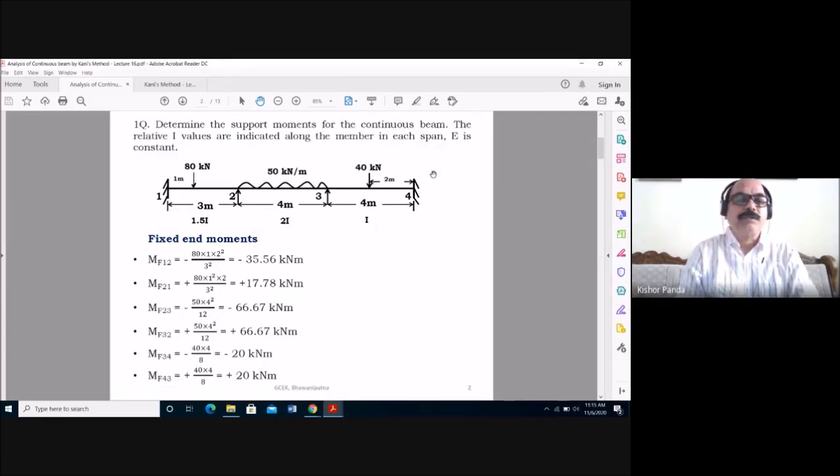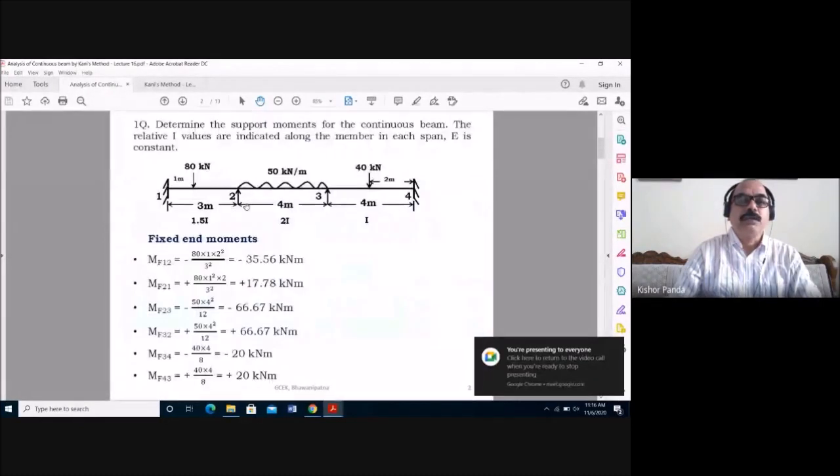So first you have to find the fixed end moments. You have to assume all ends are fixed and find the fixed end moments. So for span 1-2, MF12 and MF21. For an eccentric load, the fixed end moment is W a square b by L square. MF12 is minus 80 into 1 into 2 square by 3 square, and for MF21, plus 80 into 1 square into 2 by 3 square. The clockwise moment is positive and anti-clockwise moment is negative. That we already discussed in theory.